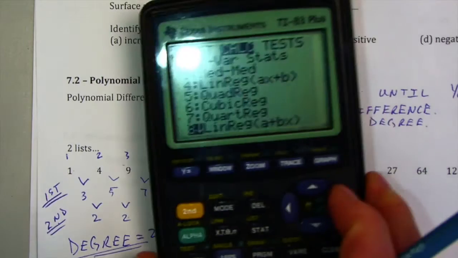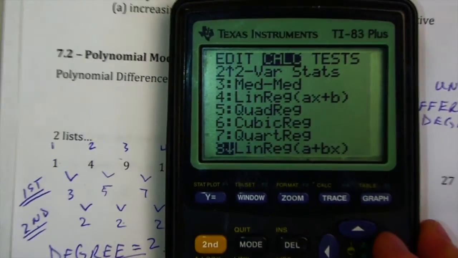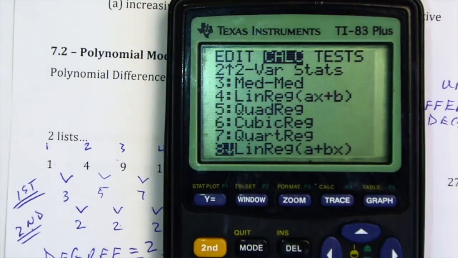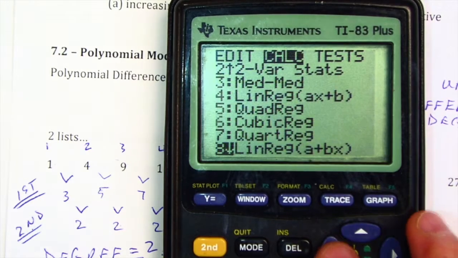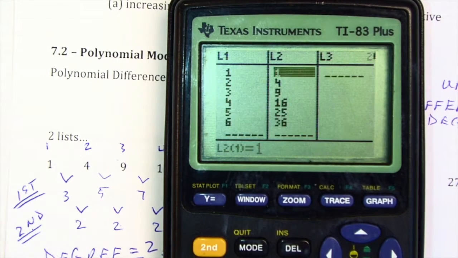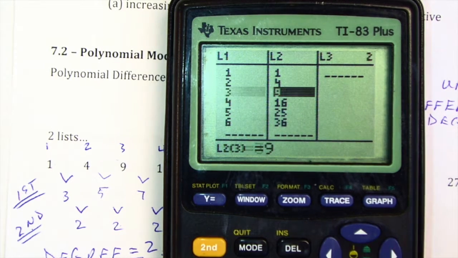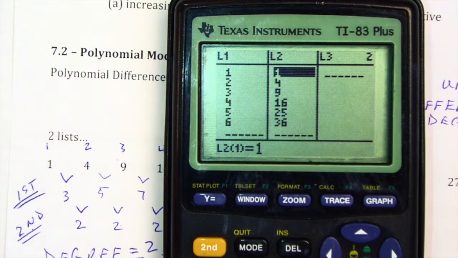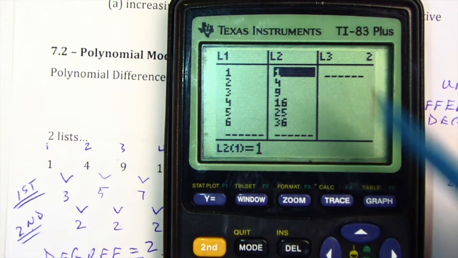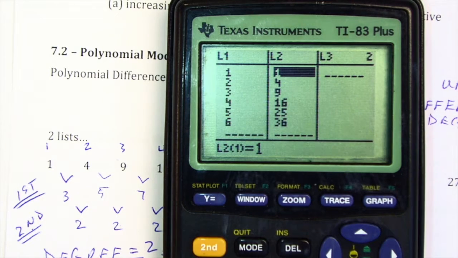So when I go to my calculator, you can get that out one sec. And I'm going to say, all right, let's go edit our list. Hit edit. List 1, I put in here 1, 2, 3, 4, 5, 6. List 2, I put in 1, 4, 9, 16, 25, and 36. Go ahead and pause the video one sec if you need a second, but put all those numbers into your list.